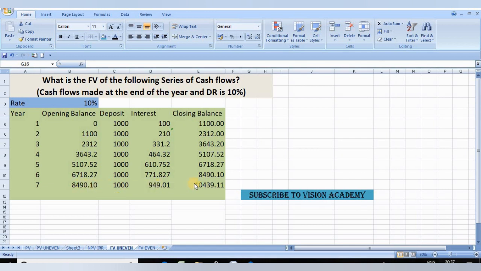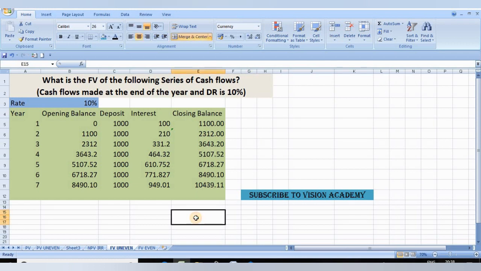So at the end of the 7th year, your closing balance is 10,439 rupees. It means your future value, if you deposit 1000 rupees for 7 years at 10% rate of return, will be 10,439 rupees. Friends, this is the manual calculation which I made.